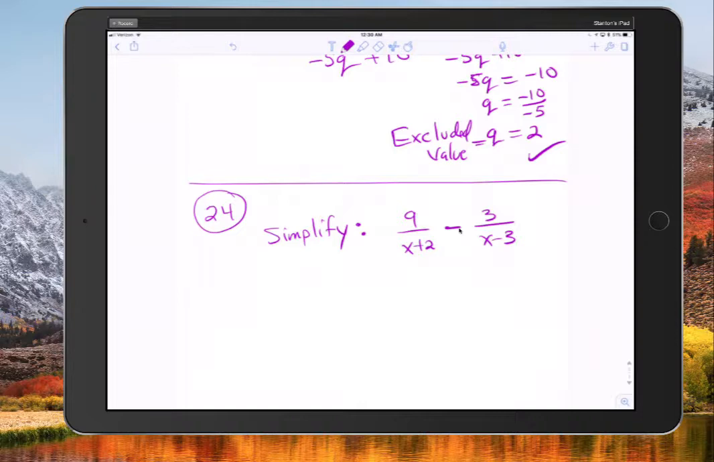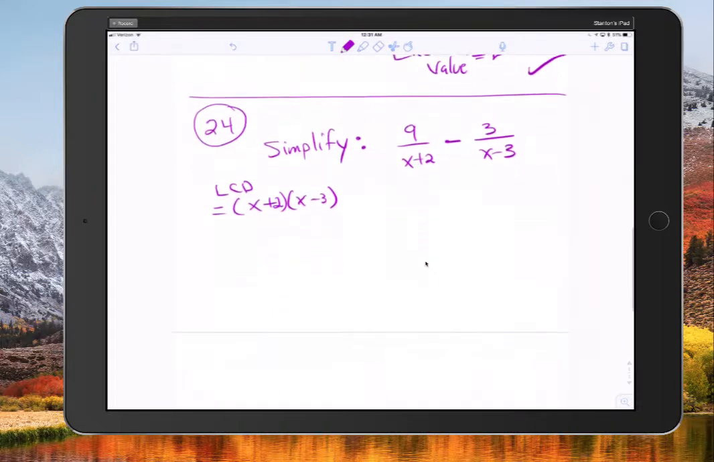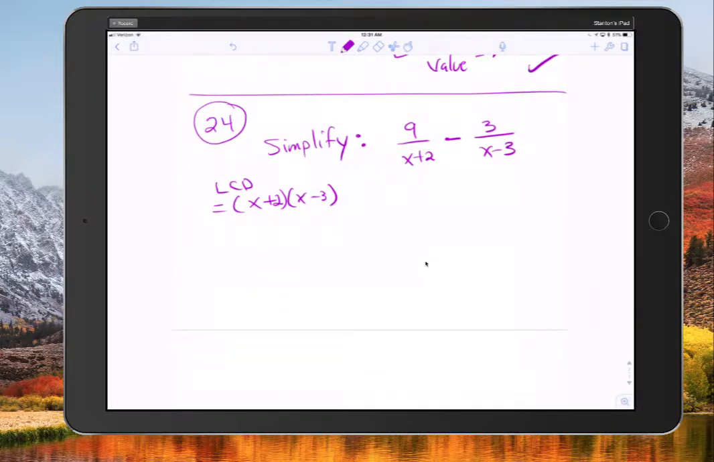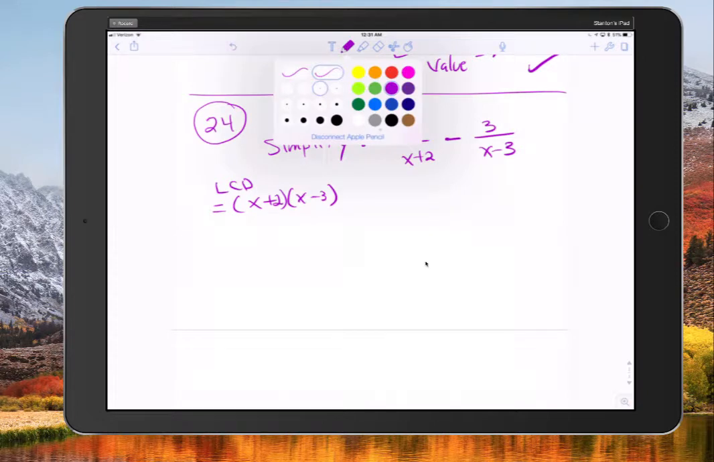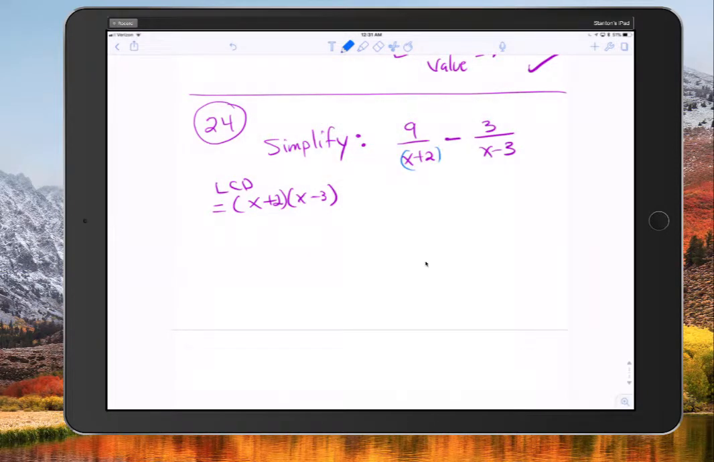All right, we need to get a common denominator. The least common denominator is actually x plus 2 times x minus 3. It's the product of the two denominators. All right, so what we need to do is take the first fraction. It already has the x plus 2, so it needs to be multiplied by x minus 3 on the top and bottom.